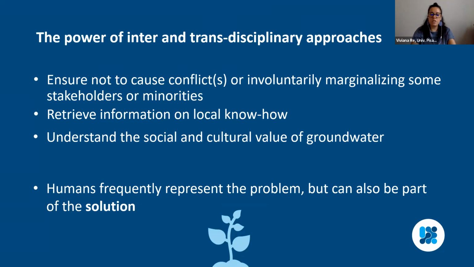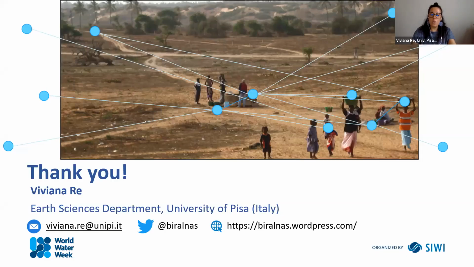And finally, let me stress that with a reductionist approach, we often tend to see people only as the main responsible for environmental problems. And this is most the case quite often. But indeed, it's time to consider people like all of us as possible drivers for a solution and imagine new and more inclusive paths for groundwater sustainability. And with this, I thank you and remain available for any further questions.